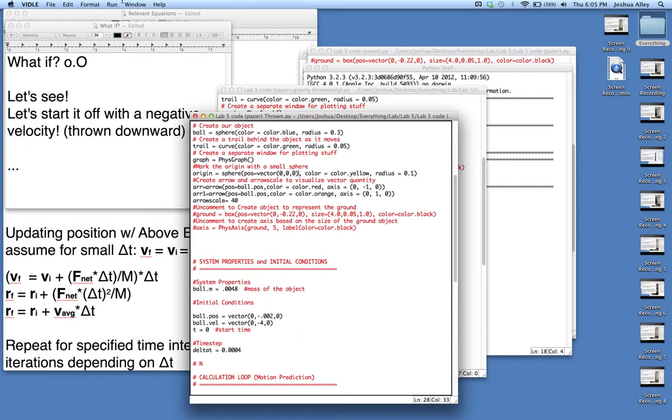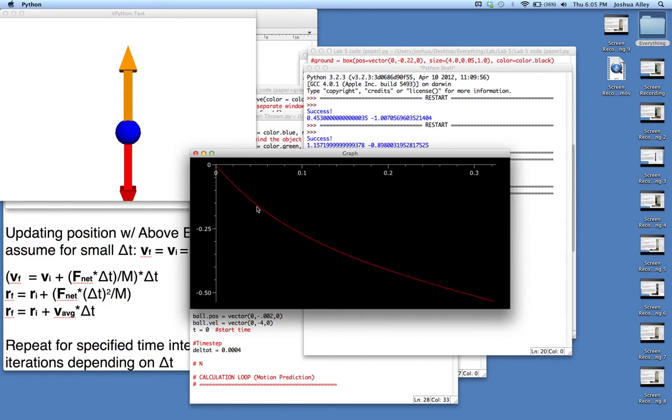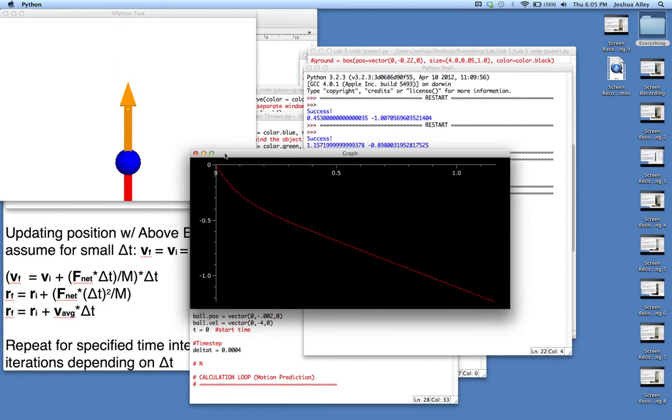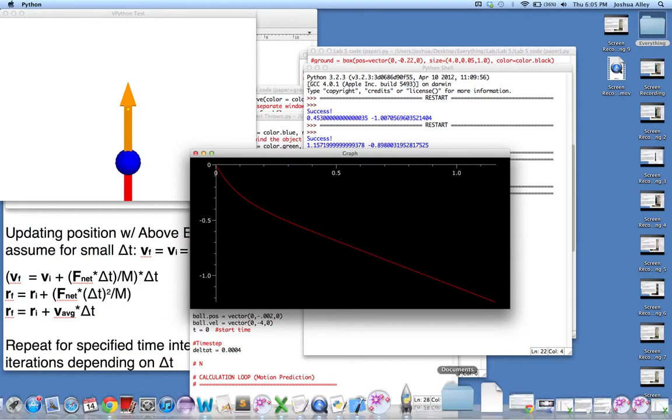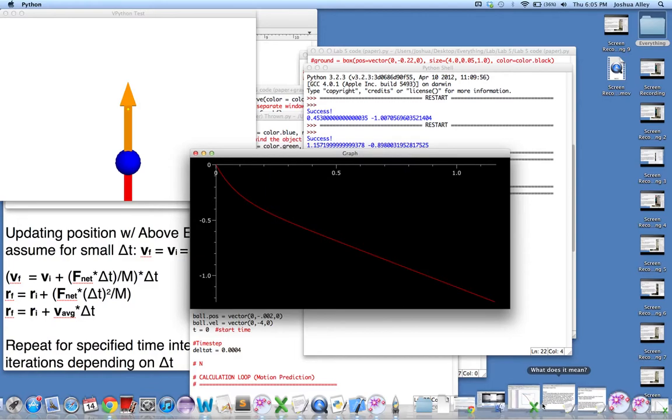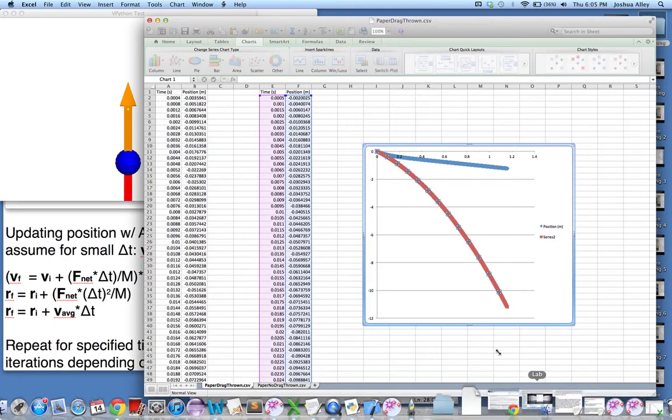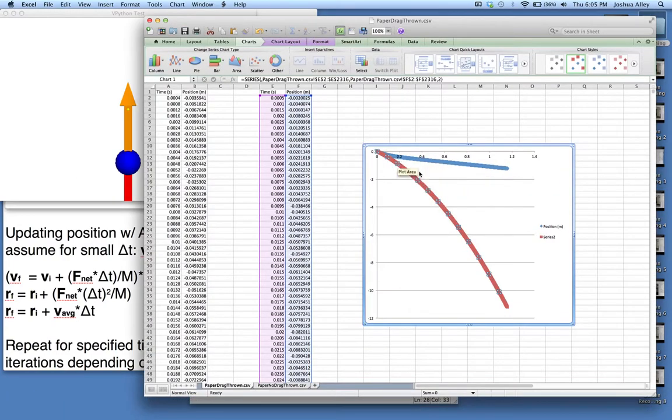Now, once I actually add that drag force with throwing at that same initial velocity, you can see that yes, it is thrown at first, but then it reaches terminal velocity again. And if you look at the graph and compare the data, you can see that it does indeed yield a difference. Here it is without the drag, and here it is with the drag.